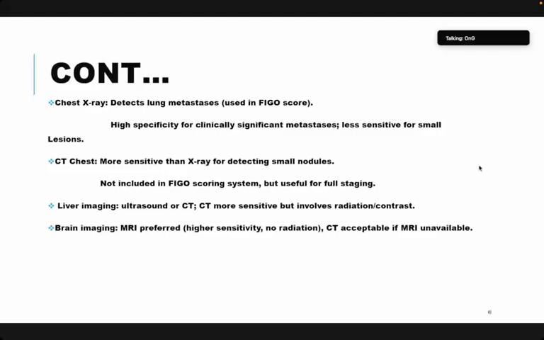But it is important to note that if there are micro nodules, small nodules that can't be detected on X-ray, CT chest may be indicated. It's not routinely done, but it's much more sensitive for detecting small nodules. And other things that you can do are a liver ultrasound and brain imaging. MRI is preferred, but we don't readily have MRI available. So you can do CT if you don't have MRI available, if you're suspecting brain metastasis.